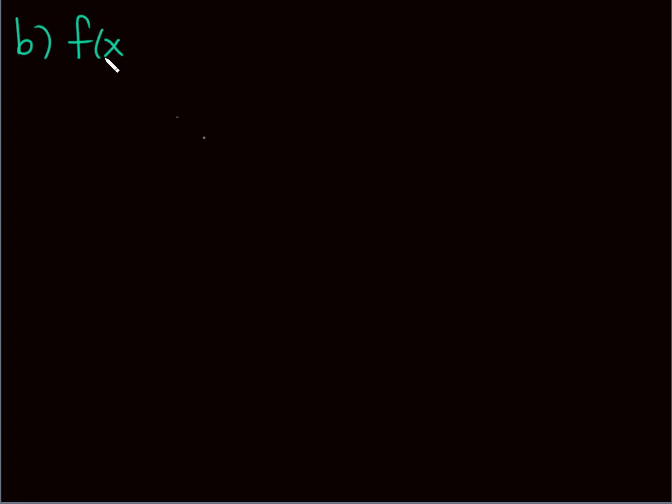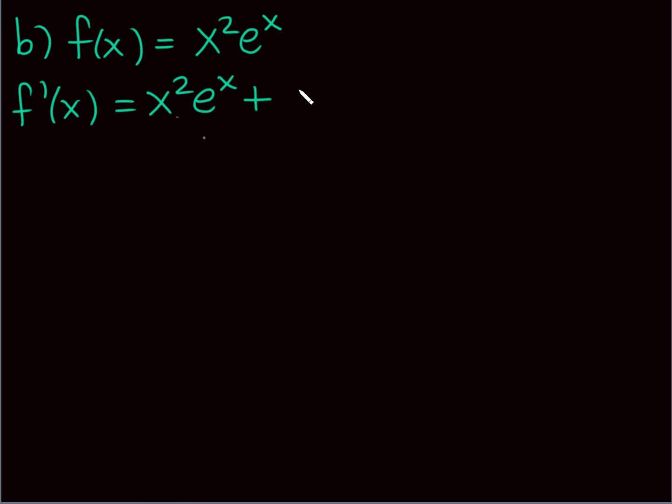What about f of x? Let's look at one that was kind of similar to what we did before. Let's say x squared e to the x, okay? So f primed of x is the first derivative of the second plus the second derivative of the first. If I factor out, let's see if I can, I'm just going to factor out that e to the x right now. And then let's see what's going to happen here.